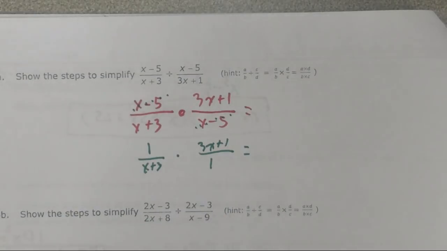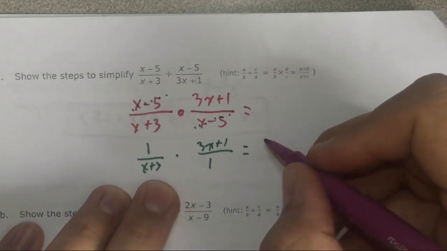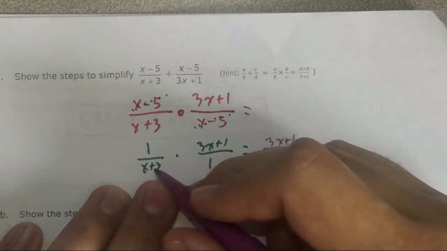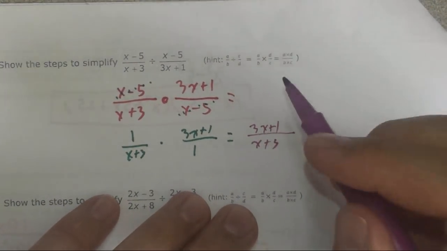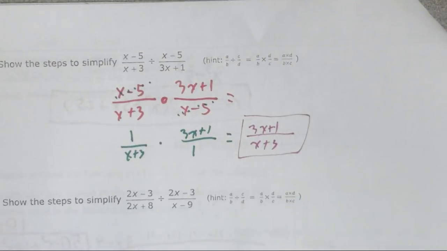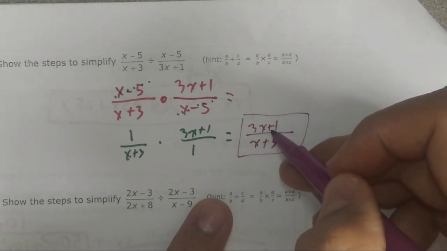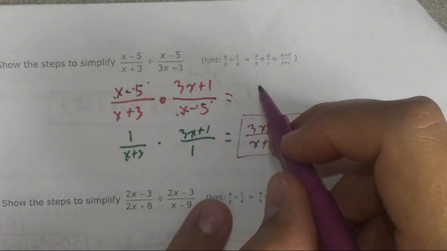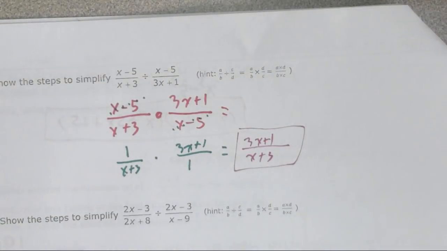When we multiply across, 1 times 3x plus 1 is 3x plus 1, over x plus 3. This is my final answer, but all of these are equivalent. All of these things are equivalent. So if you're having to figure out which is equivalent, just work the steps and see which ones match.